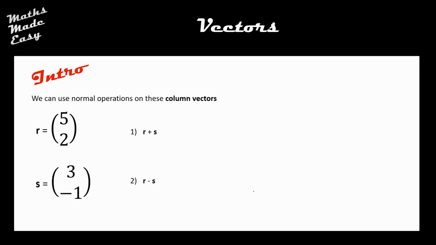So we can use all of our normal operations on these column vectors. So I'm just going to whiz through a couple of simple examples. We've got two column vectors on the screen. We've got R and we've got S. R is the column vector 5, 2. S is the column vector 3, negative 1.